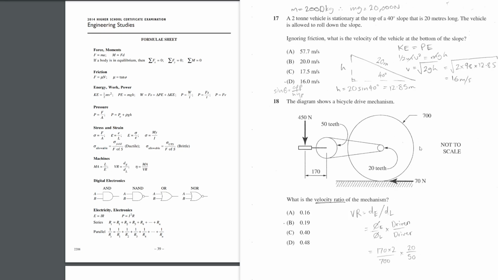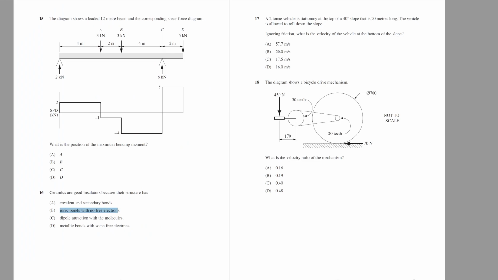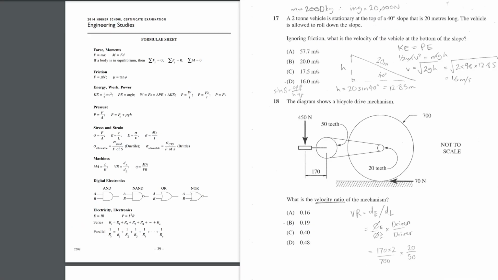Okay, the next question is also a calculation question, so we'll keep the formula sheet for the moment. It says, what is the velocity ratio of the mechanism? It doesn't ask for anything else, it just asks for the velocity ratio. Velocity ratio is based on distances or measurements, and we know that it's always going to be bigger than the mechanical advantage. The velocity ratio is the distance traveled by the effort divided by the distance traveled by the load.